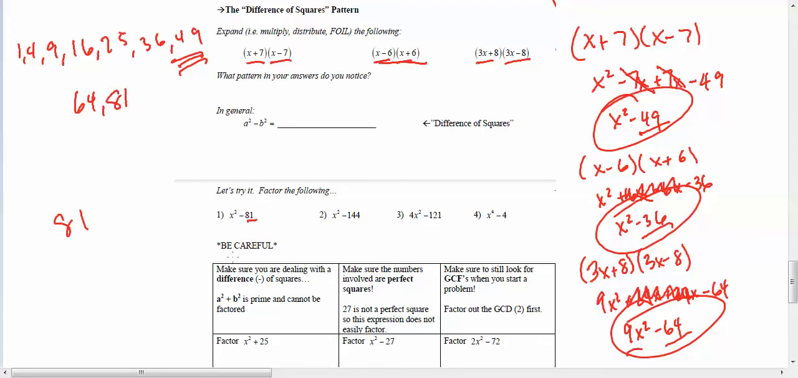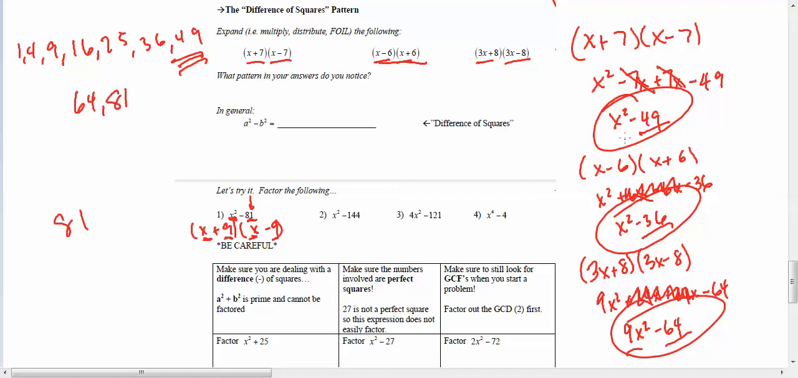So watch. If I were to factor this thing, I would probably say x plus 9, x minus 9. Because we found that if you know that this is a perfect square, and it has an x squared minus some other number, or minus a perfect square, then you can make this part right here multiply out to be that number, and this part right here multiply out to be that second number.